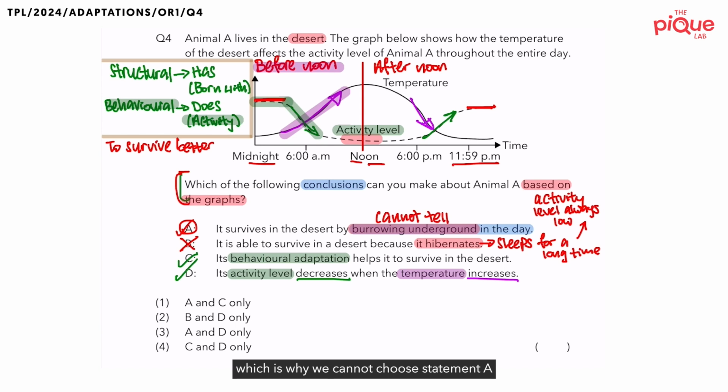Which is why we cannot choose statement A as a correct statement, because we cannot conclude the exact activity that animal A is carrying out. So let us change the tick for statement A to a cross. This leaves us with statements C and D as our final conclusion based on the graph, giving us our correct answer to be option number 4.